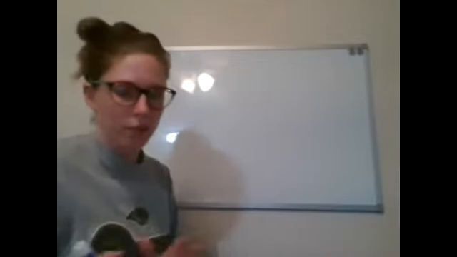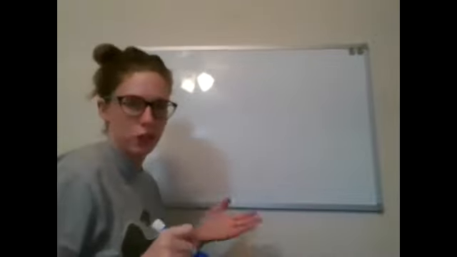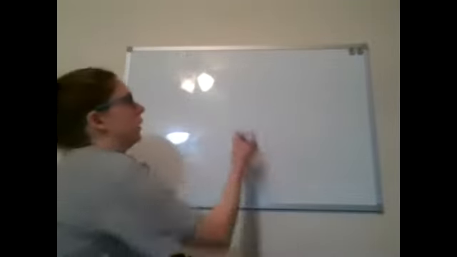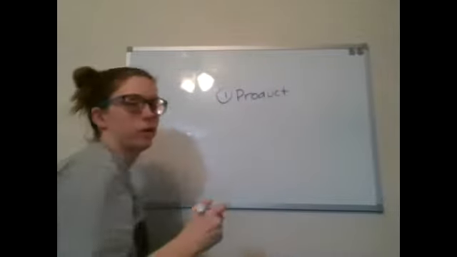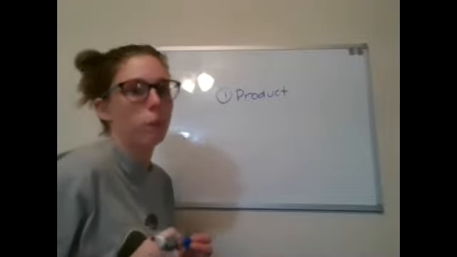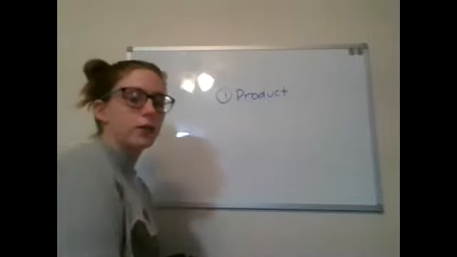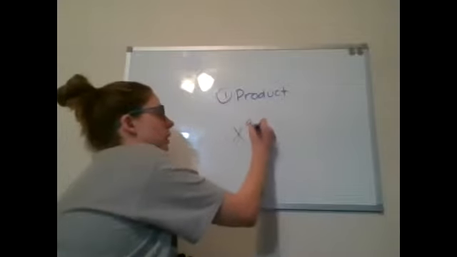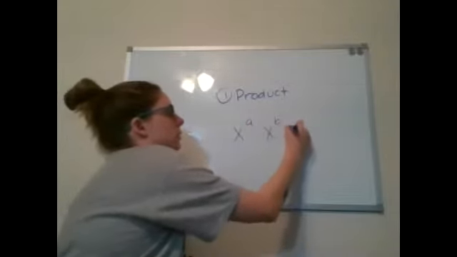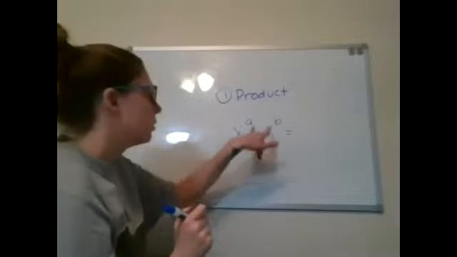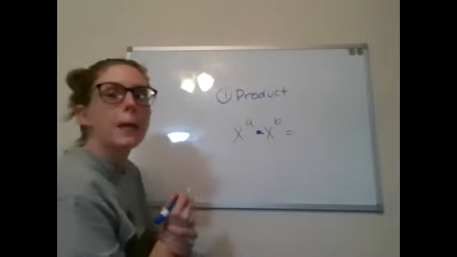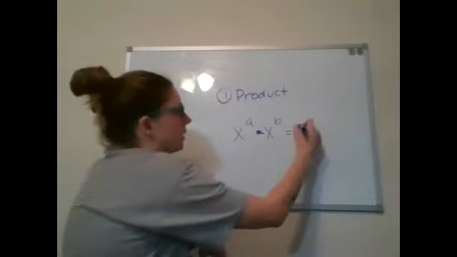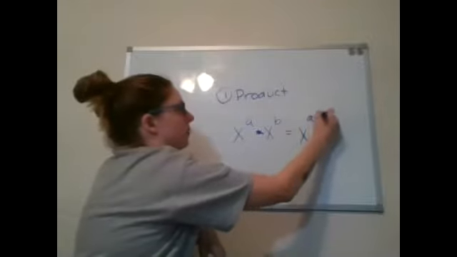Today we're going to look at three main rules for exponents, and they all have to do with multiplication of some sort. The first one is your product rule. Don't forget all the notes can be found right below here, and I have them all written out for you already. The product rule says that if you have two things with like bases, the same bases, being multiplied by each other, you add their exponents. So this would be equal to x to the a plus b.